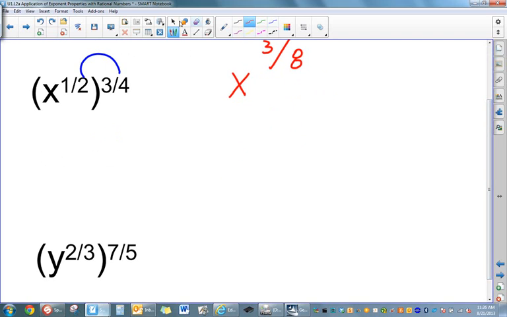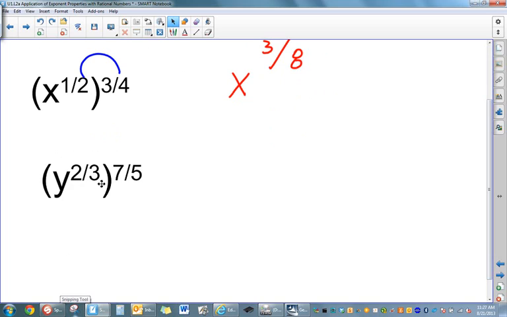All right. I think you should be able to do this question in about 30 seconds. Go ahead and go. You have y to the 2/3 to the 7/5.